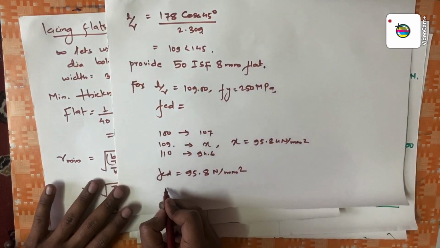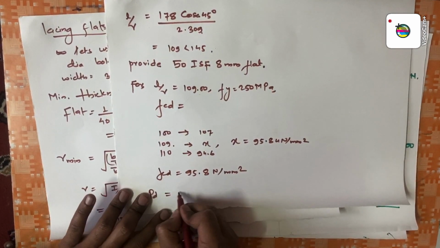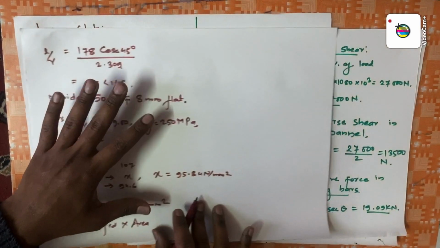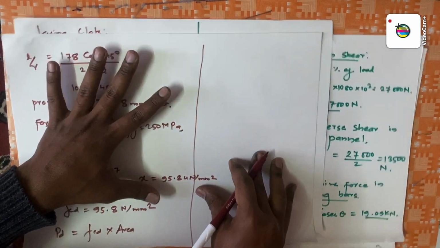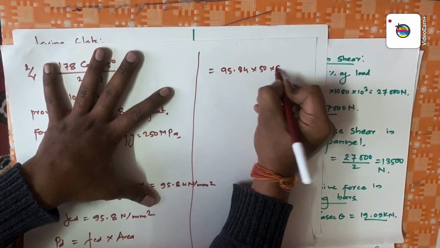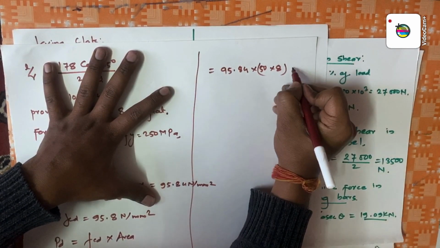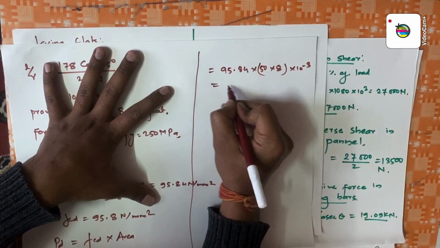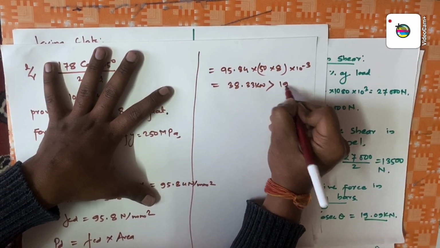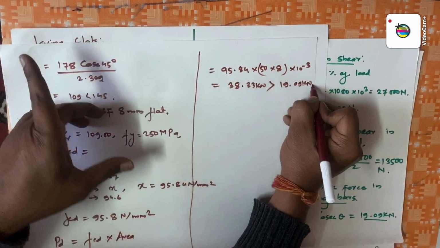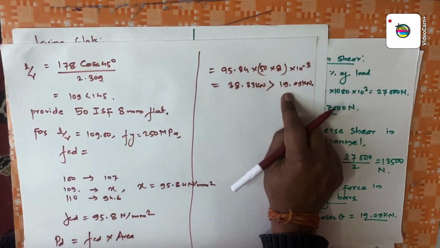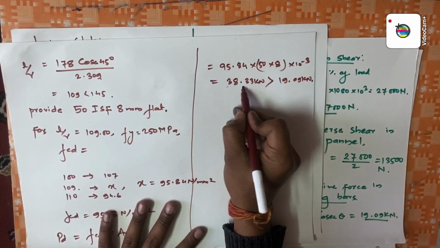So now my total design load will be fcd into area. If I multiply fcd into area, I'll get around 95.84 into 50 into 8, which is my cross-sectional area, into 10 power minus 3. So I'll get 38.33 kilonewton, which is greater than 19.09 kilonewton. This is the compressive force in the lacing bar we calculated, and 38.33 is its strength.